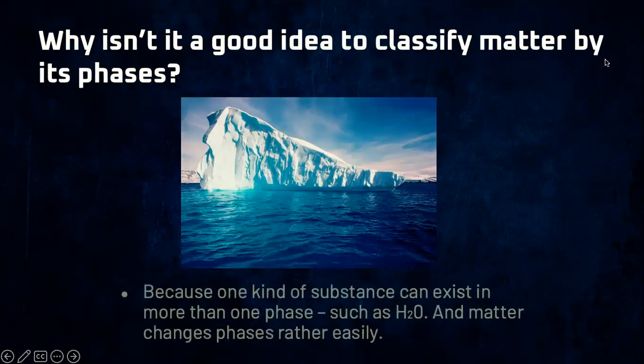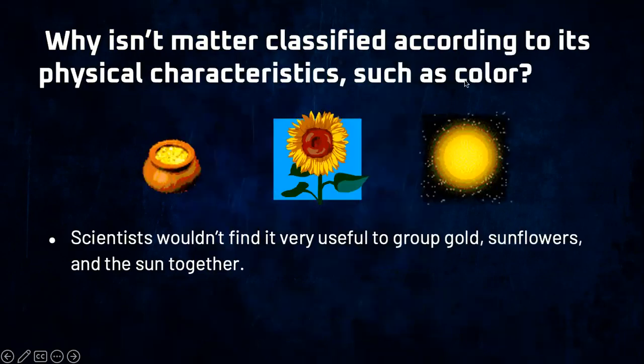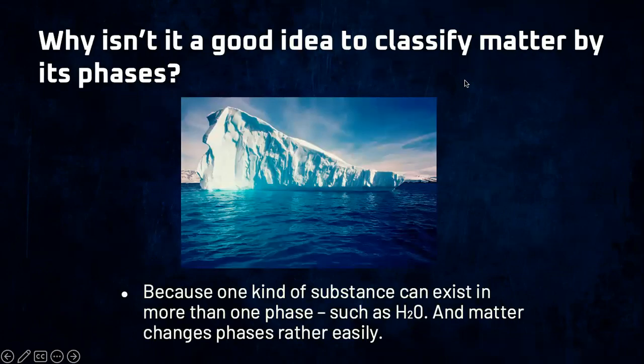Why isn't it a good idea to classify matter by its phases, like solid, liquid, gas? Because one kind of substance can exist in more than one phase, like water, H2O. It can turn into ice, or into gas, steam, and back into water. Matter changes phase very easily. When you boil something, it changes state. When you freeze something, it changes state. That's why it's best to classify matter into element, compound, and mixture instead of solid, liquid, gas.